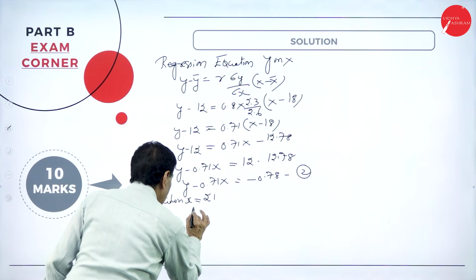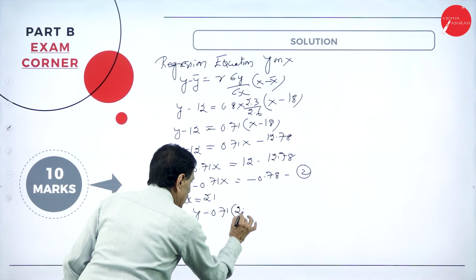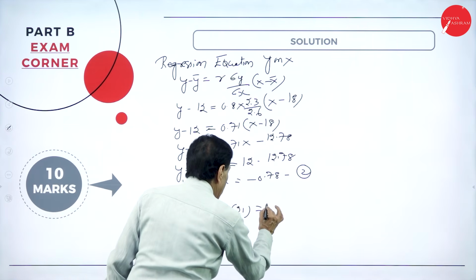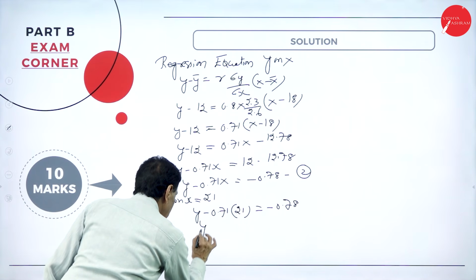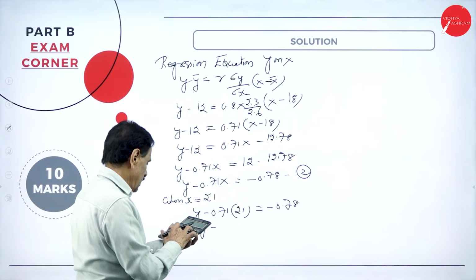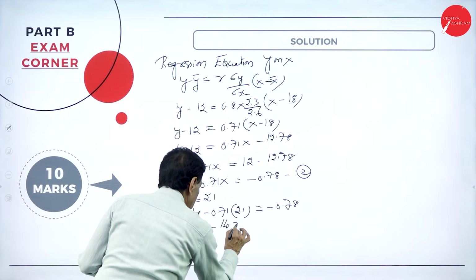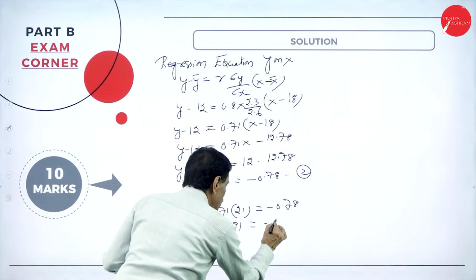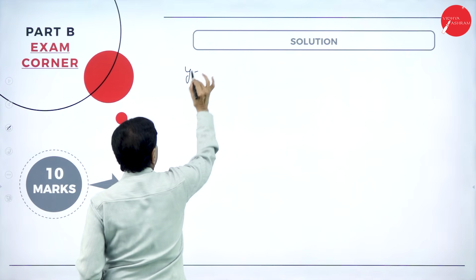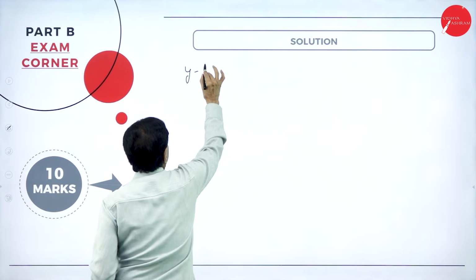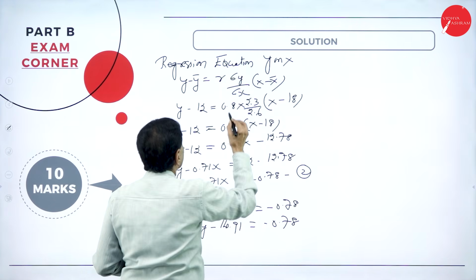Apply. y minus 0.71 into 21 is equal to minus 0.78. y minus 0.71 into 21, 14.91, is equal to minus 0.78. y minus 14.91 is equal to minus 0.78.